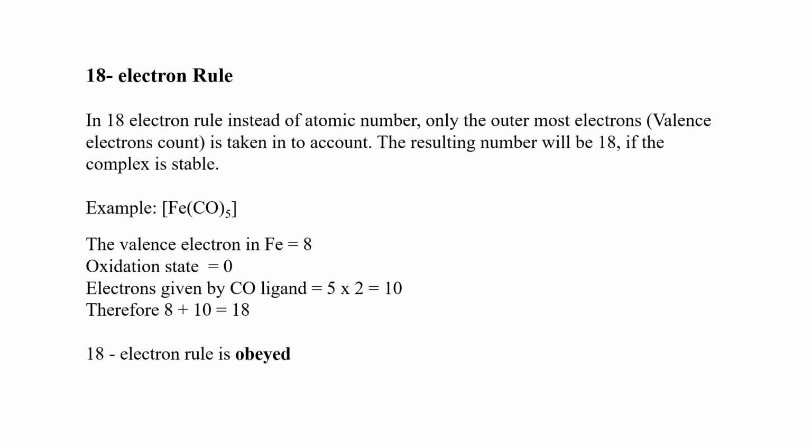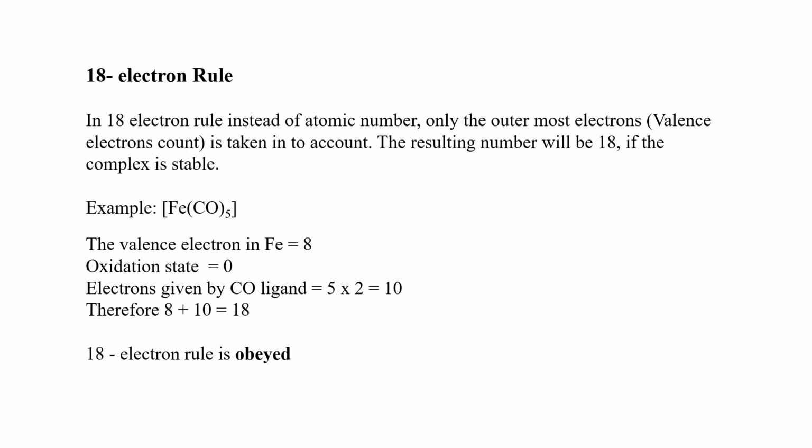You need to subtract the oxidation state, but the oxidation state here is 0, so there is no need to subtract any number. The electrons given by the carbonyl ligands are 10. So 8 plus 10 is equal to 18. So the number of electrons in the valence shell is 18, right? So the 18 electron rule is obeyed.